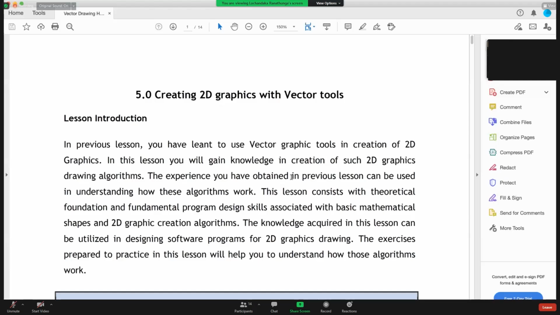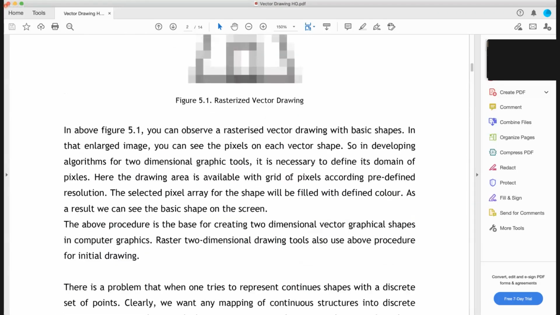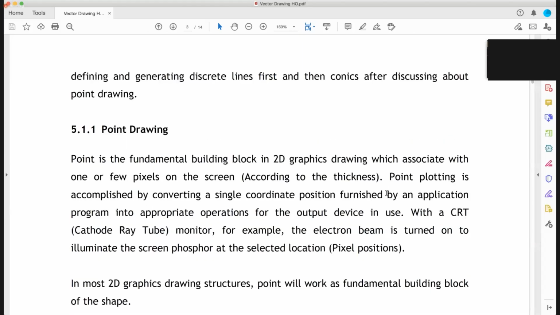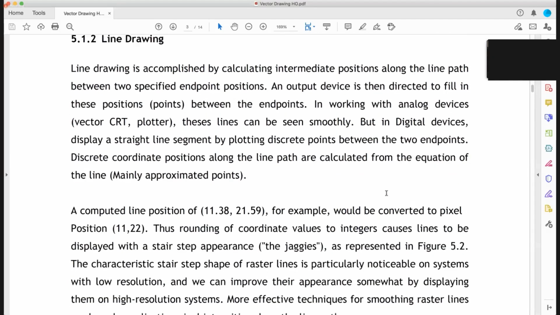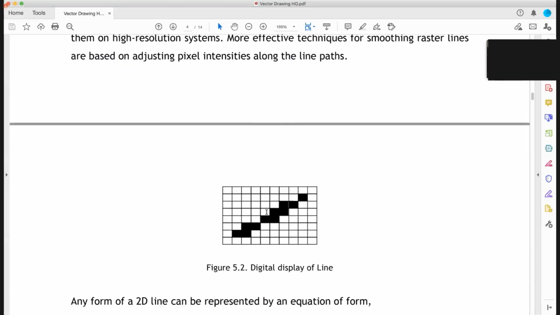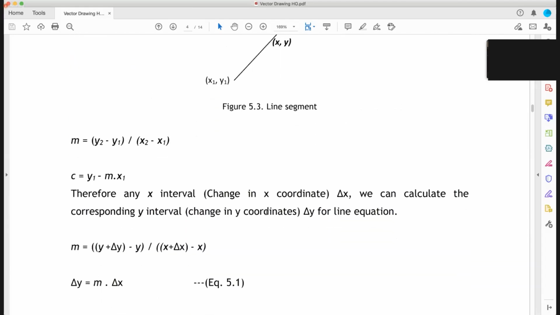I have shared one PDF with you. That is a very descriptive note, available on your Moodle, the vector drawing handout which I prepared for the Bachelors of IT program very long ago, so that I can share it with you. In line drawing, you can see the description and go through it. It says what we have discussed here in a very simple manner.